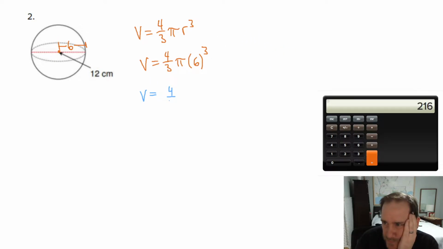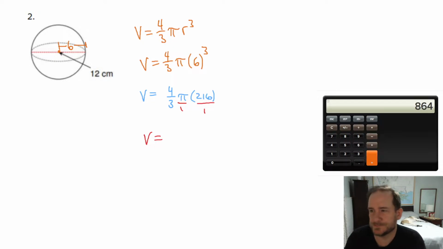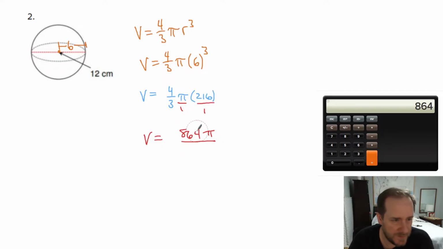I got this 4/3 already. Pi times 216. All right, so one way to deal with the 4/3 is essentially you multiply by 4 first, then you try to divide by 3. So what is 216 times 4? Well, there's 216, so I just say times 4. And apparently it's 864. So it looks like we're getting a volume of 864 pi divided by 3.